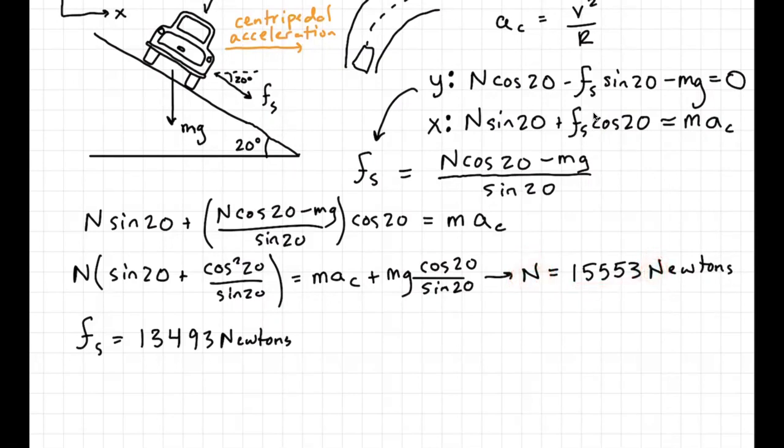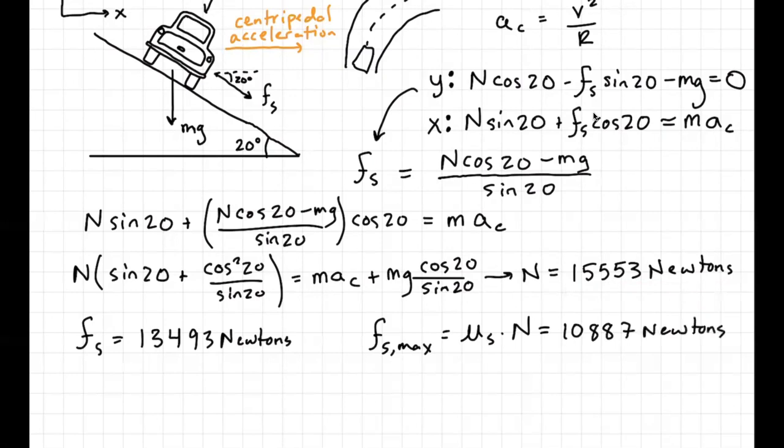Okay, so then the question is, is it possible to generate this much frictional force? The way we answer that question is by comparing this value to the maximum amount of static friction that we can actually have given this normal force. So the maximum frictional force we can have is equal to mu s times n. Mu s was 0.7, and n is this value that we calculated here. If we calculate that out, we get 10,887 newtons, I think.